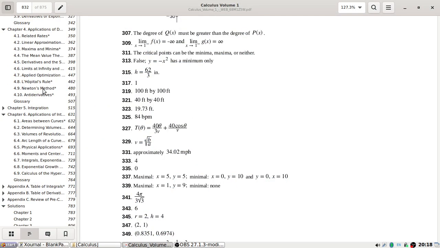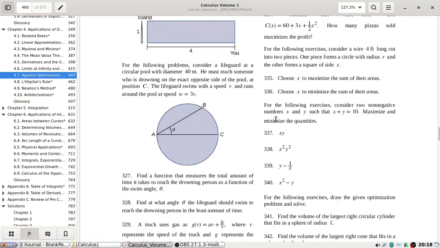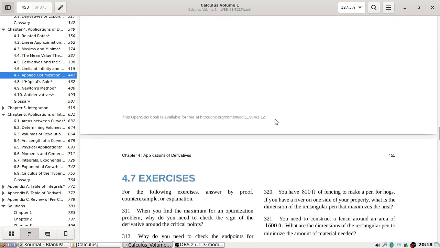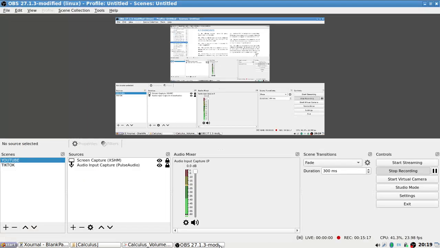Okay, and then we have applied optimization next. There's all the word-based practical problems that I enjoy. All right, let's wrap it up there.